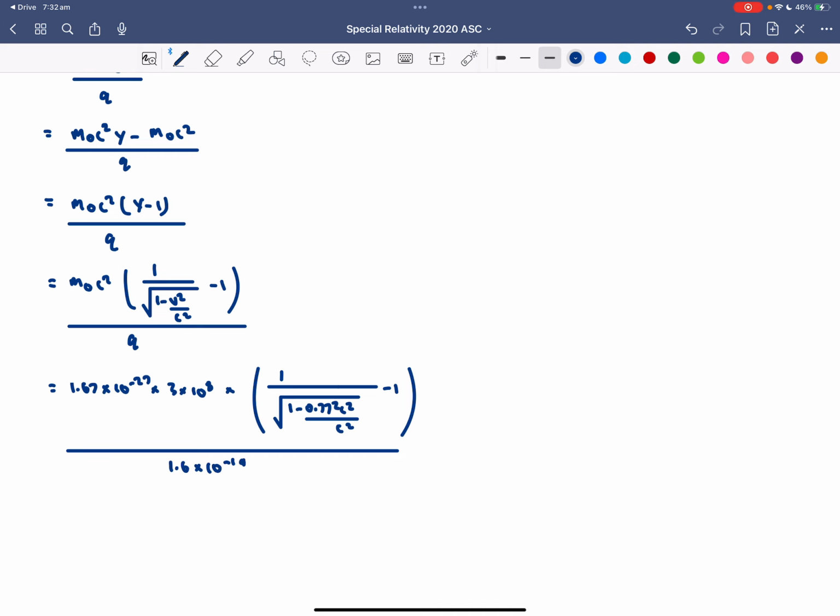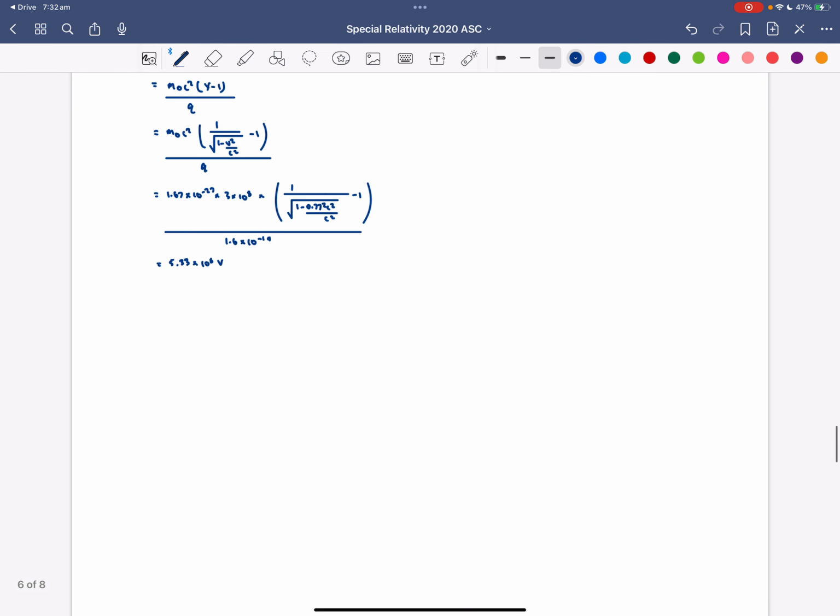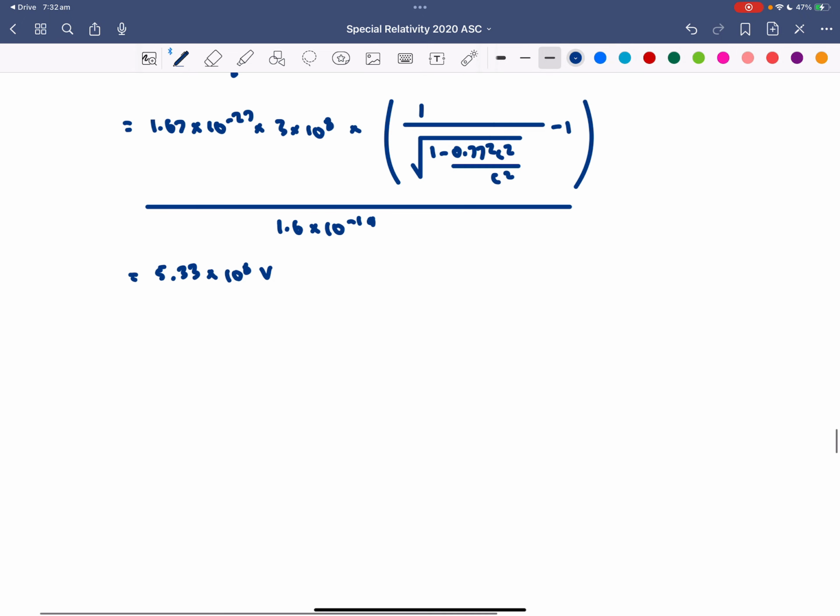Cool. Just make sure you don't make any calculator errors or number plugging errors, and you'll get a voltage of 5.33 times 10 to the 8 volts. Okay? Cool. Simple as that. What a very nice question, worth lots and lots of marks actually. So there you go, that is the voltage required to achieve that: 5.33 times 10 to the 8 volts.